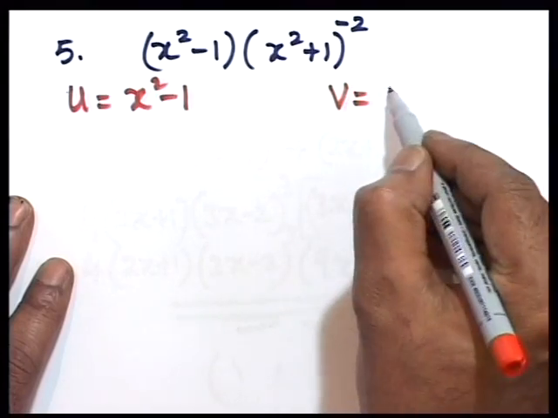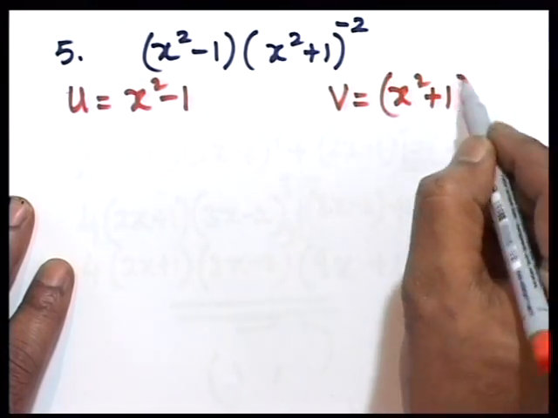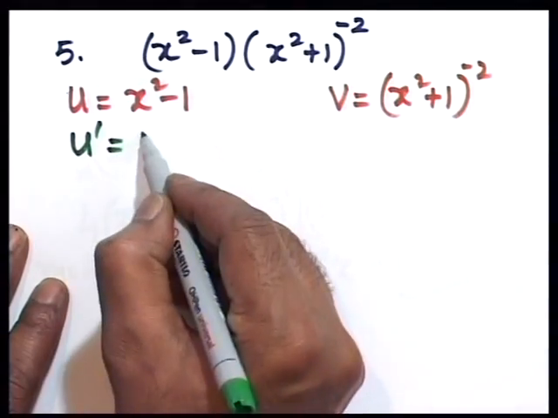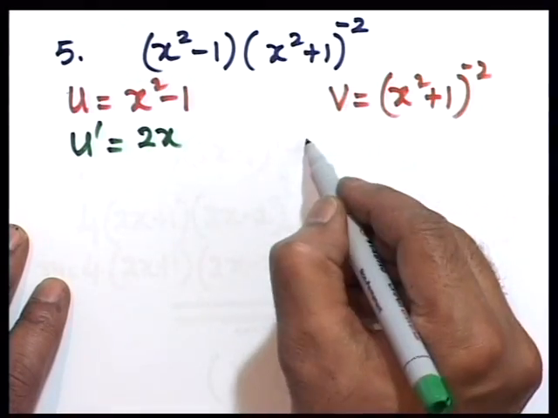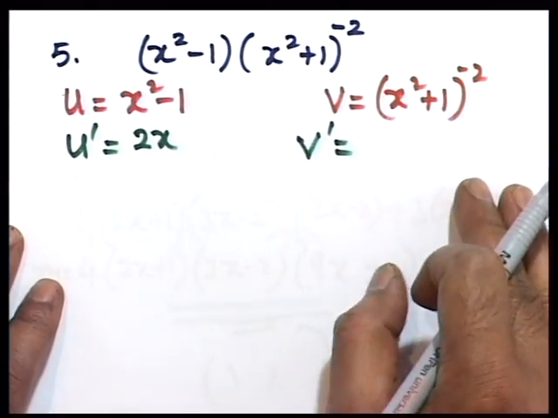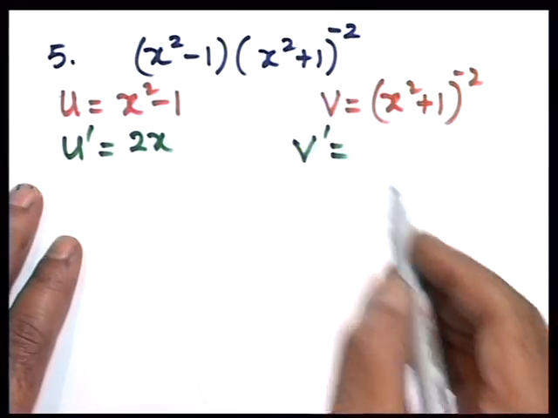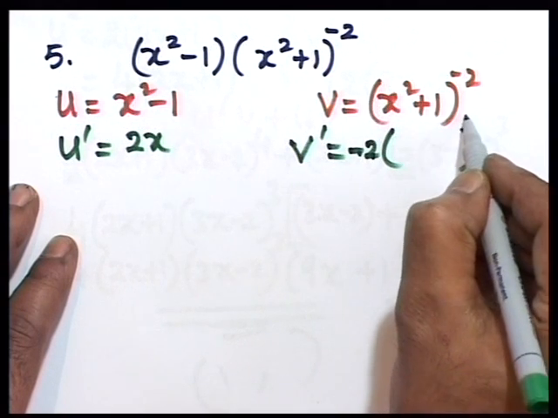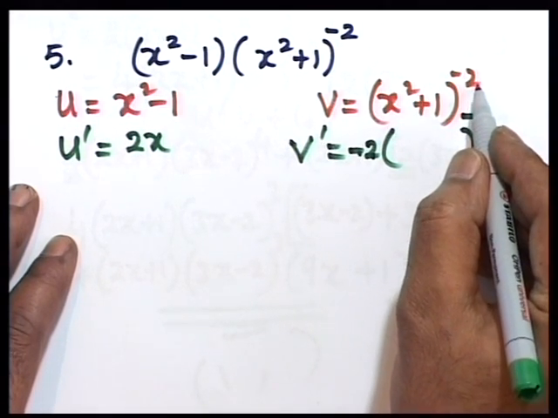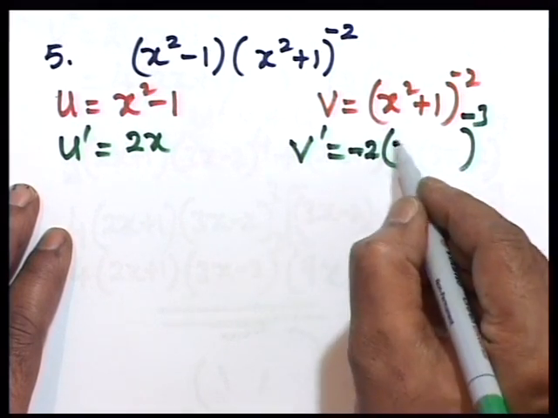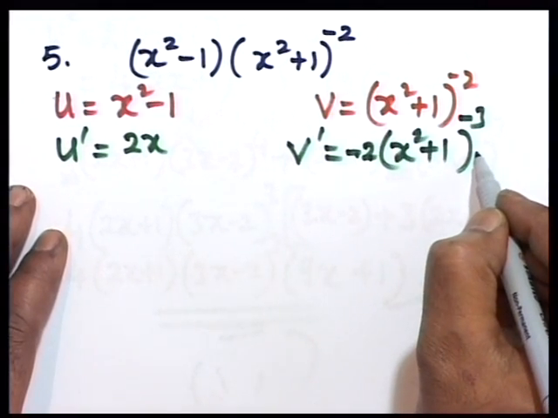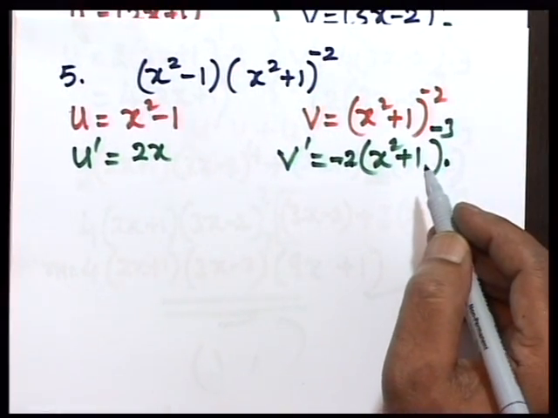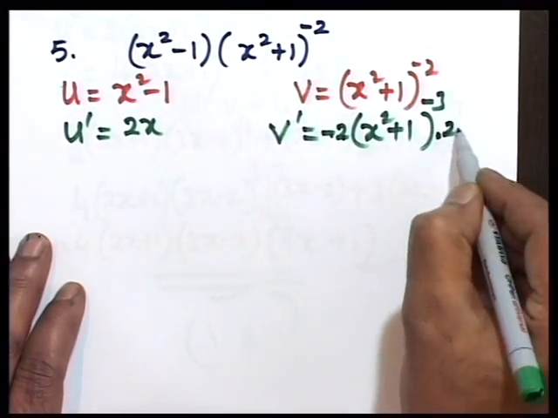v equals (x squared plus 1) to the power minus 2. Differentiate u dash, nice one, which is 2x. Now v dash, be careful, we are in chain rule. Something to the minus 2 is minus 2 times the same thing to the power minus 3, the power goes down by 1, that 2 becomes a 3. (x squared plus 1). And then we need to differentiate the bracket. Do not forget that please. So differentiate the bracket, which is 2x.